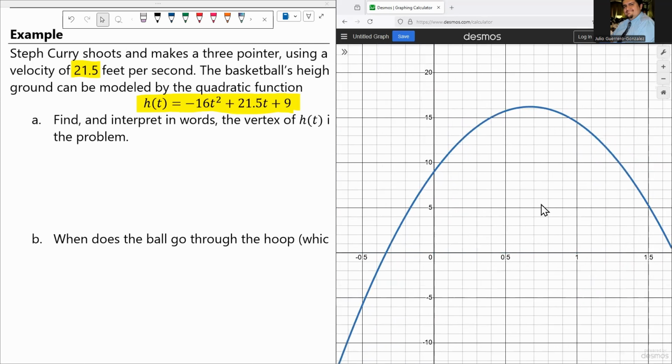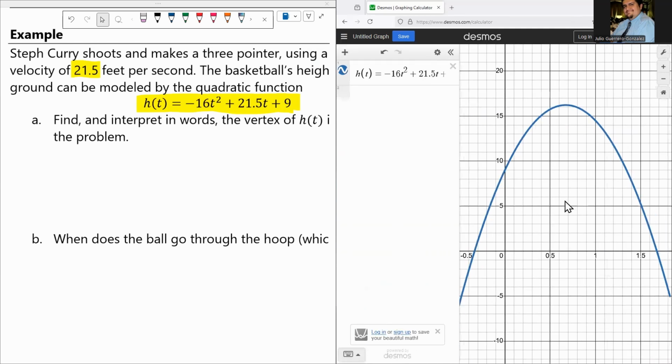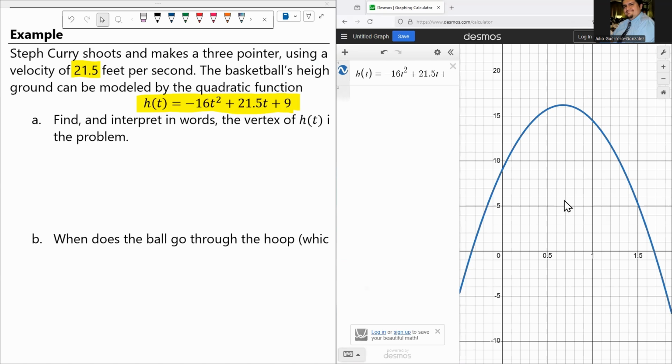So this is the trajectory of the basketball. Two things I want to share with you guys. This is the shape of a parabola. The function from the very beginning had a negative, so the U shape should be facing downward, and it is. More importantly, we have a vertex. The vertex is this tippy top right here, and if you click on it with Desmos, it'll give you the exact coordinate.